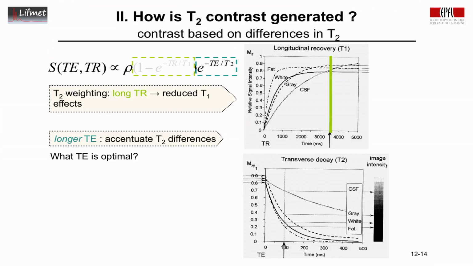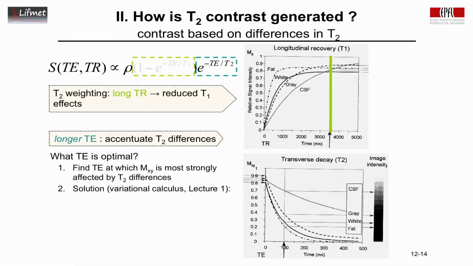If TE is very long compared to T2, then we have no signal and we cannot differentiate either. So somewhere in between is an optimum. The goal here is to find the echo time at which the transverse magnetization is most strongly affected by the T2 differences. To do this, we do the same kind of variational calculus or error propagation calculus that I introduced in lecture 1 to obtain this solution.